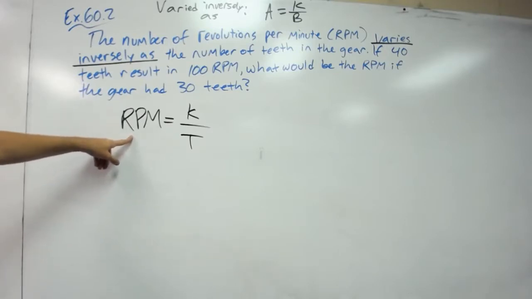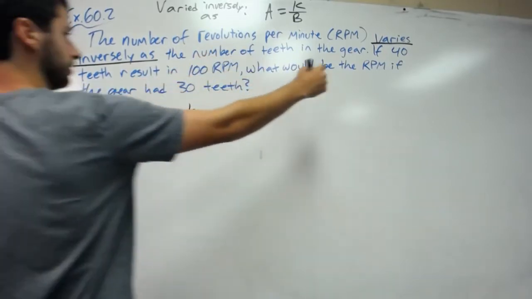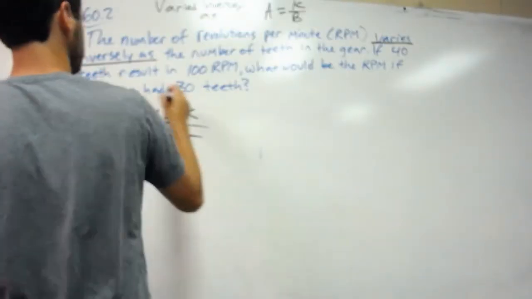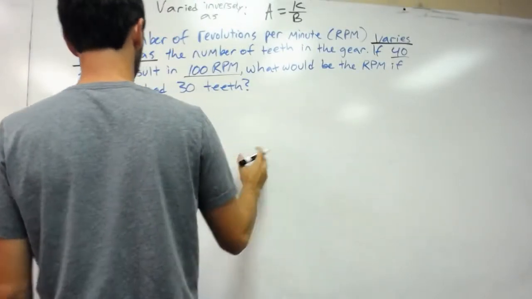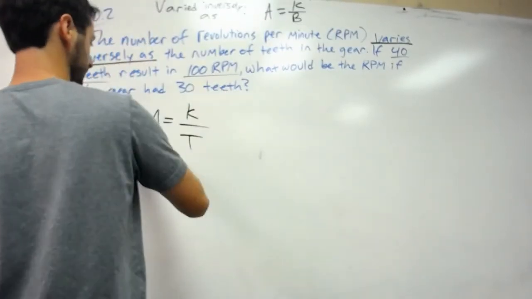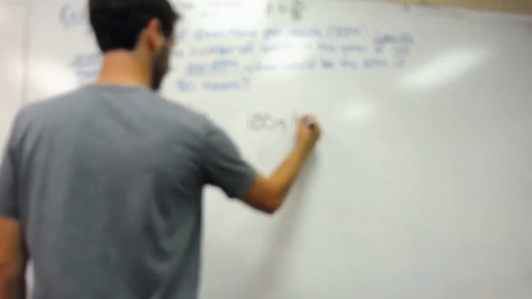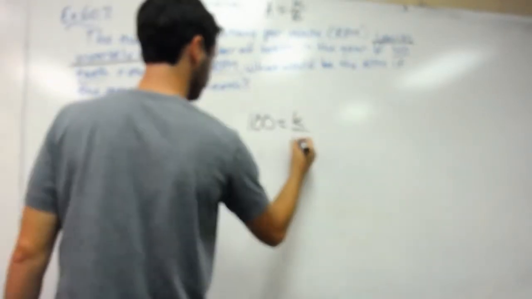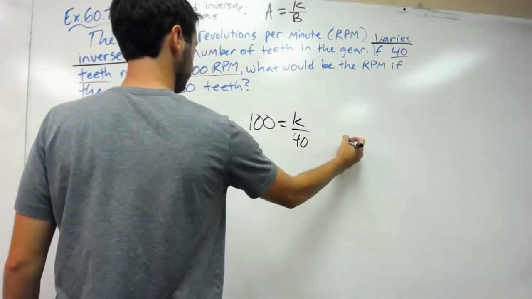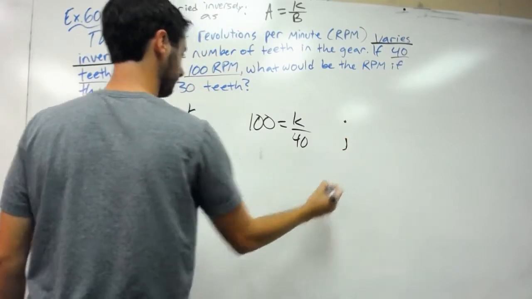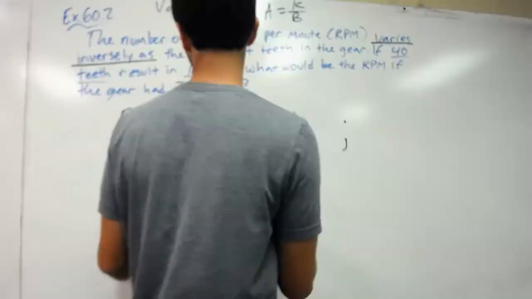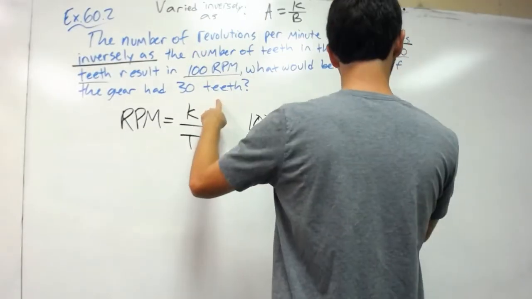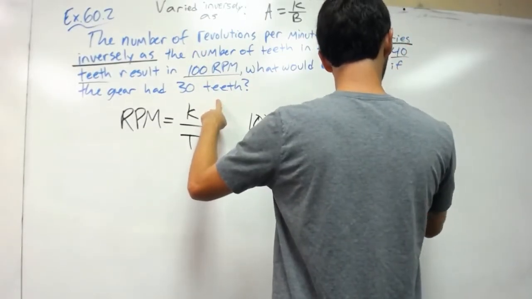Now let's try to plug in what we got. If 40 teeth result in 100 RPM, let's put that in the equation: 100 for RPM and 40 for teeth. So that's the first one. What about the second one? What would be the RPM if the gear had 30 teeth? So we plug in 30 for T over here. We don't know the RPM.